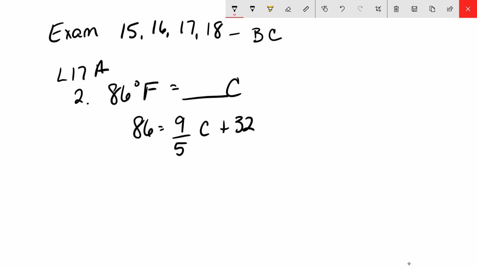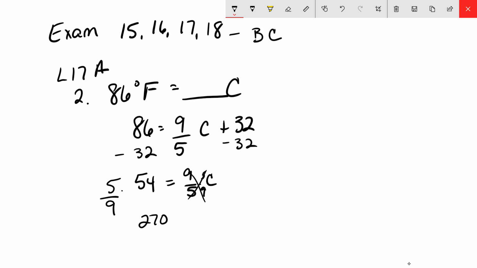Okay, so we're going to wind up taking this 32. We're going to subtract that from both sides. Okay, and we're going to get that 54 equals 9/5 Celsius. Okay, I will take on this side over here, and I'm going to multiply this 9/5 times 5/9. Those will cancel out. And so over here, I will also multiply this by 5/9. The 5 times 54 is 270. The 9 times 1 is 9. Okay? And then I just take the 270, and I'm going to divide that by 9.